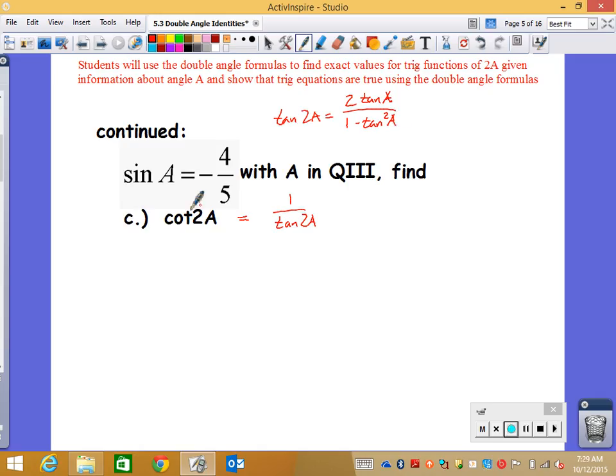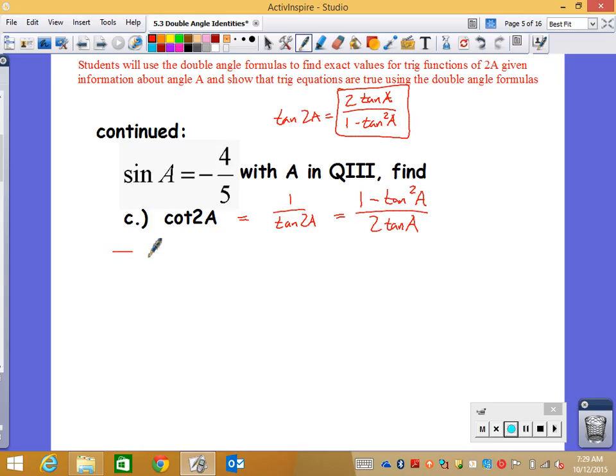Since I'm dealing with cotangent, which is 1 over the tangent of 2a, I can utilize this formula here and just reciprocate it, or flip the fraction to make it a cotangent double angle theorem. So to figure out what the double angle identity of cotangent of 2a is, I just take this fraction here and I flip it. So this is 1 minus the tangent squared of a divided by 2 tangent of a. And all of a sudden I have my double angle cotangent identity.